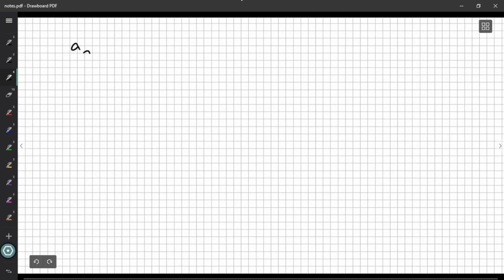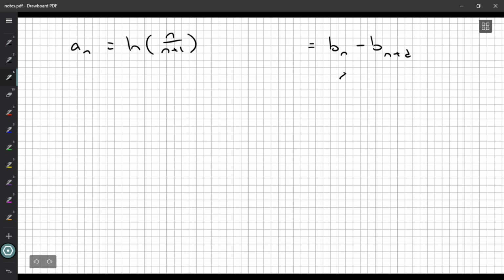Okay. Our a_n's are ln of n over n plus 1. We need to find a way to write them as a difference, b_n minus b_(n+d), for some other sequence of b_n's and some value d. Okay, so how can we write the a_n's as a difference? And we can play around with it for a fair bit.